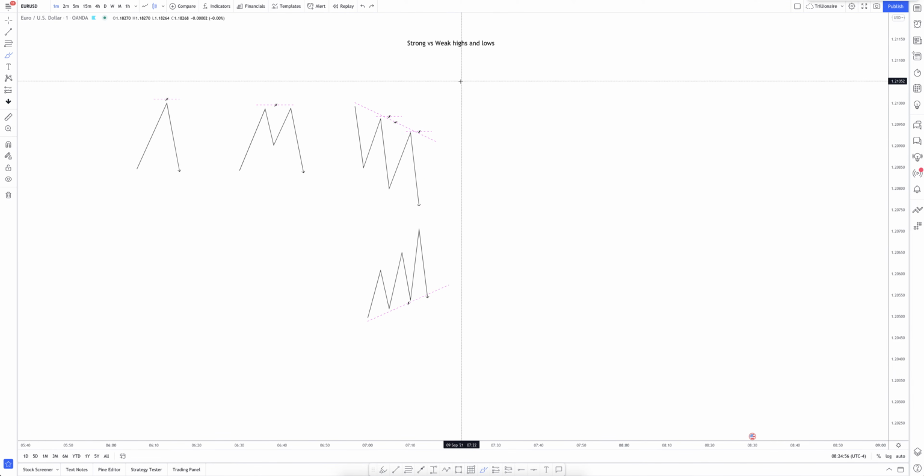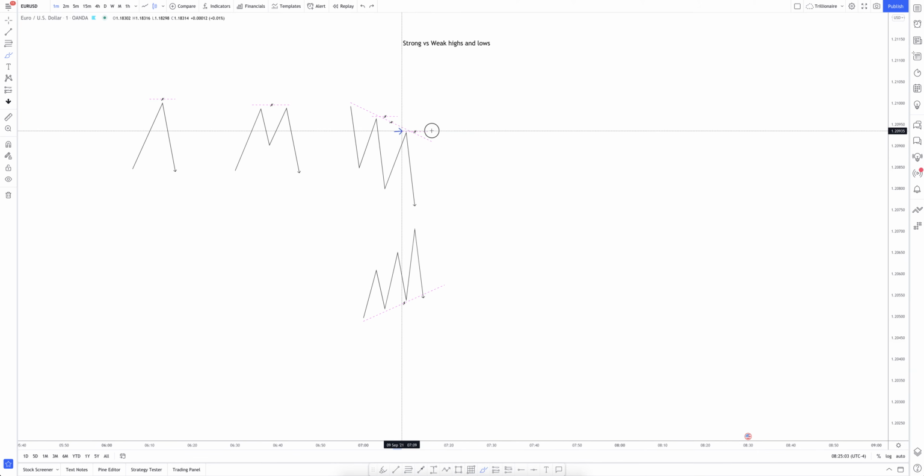Just as a little tidbit for anyone who likes to trade breakouts on trend lines or anything like that, that's some information based on liquidity that you guys can take advantage of.